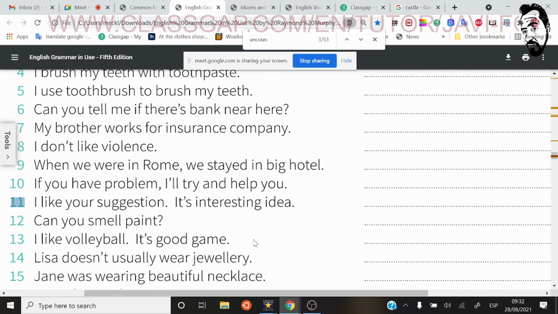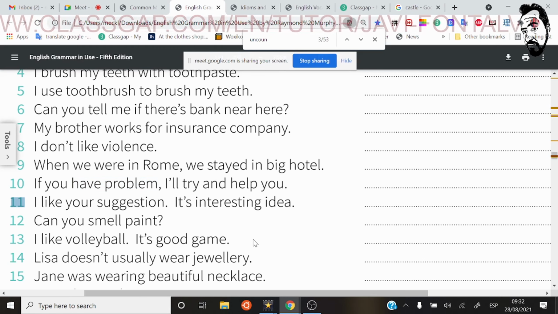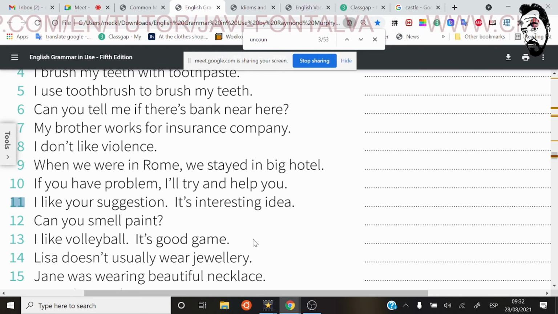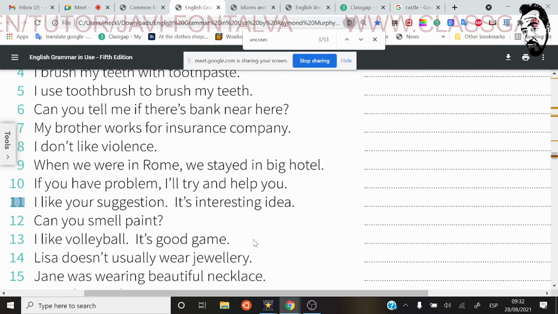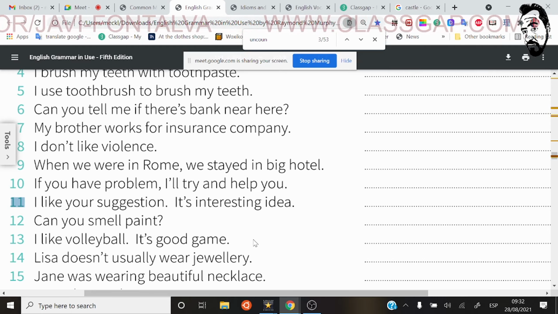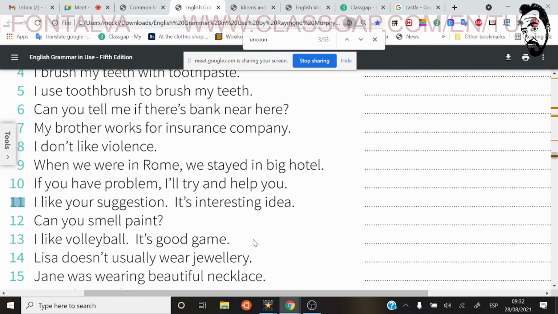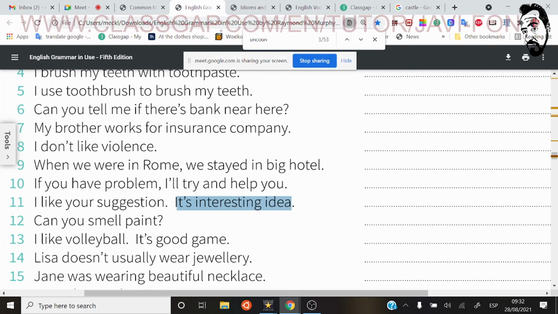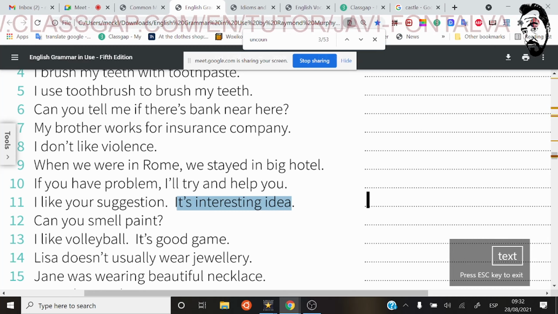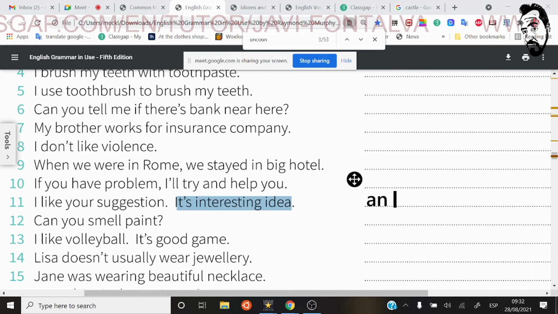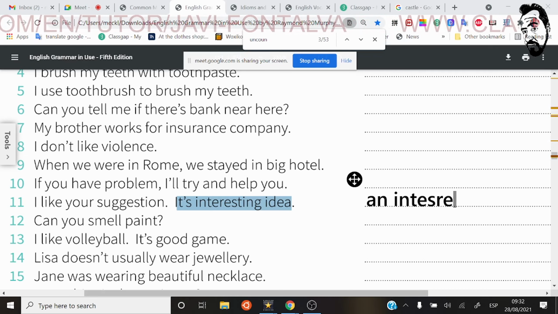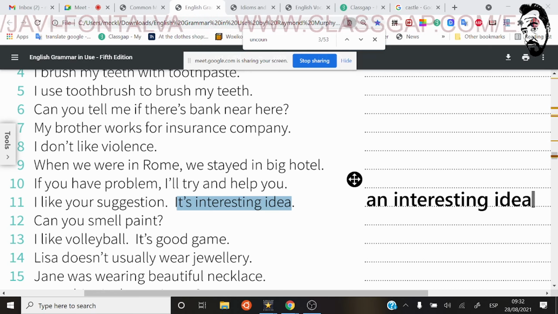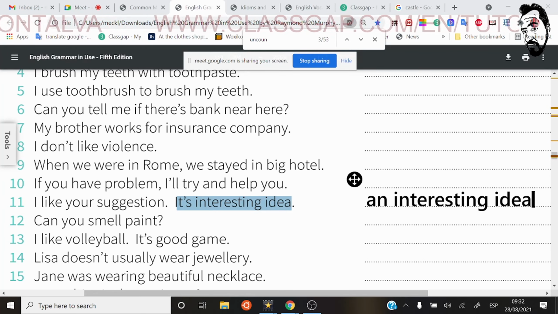Eleven. I like your suggestion. Suggestion. It's interesting. Is it okay? No, it's not okay at all. We say it's an interesting idea. An interesting idea, okay?